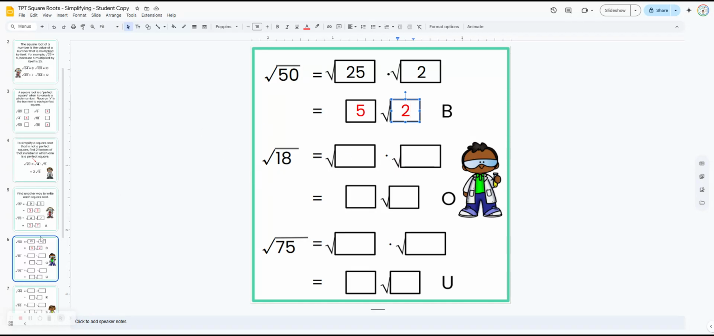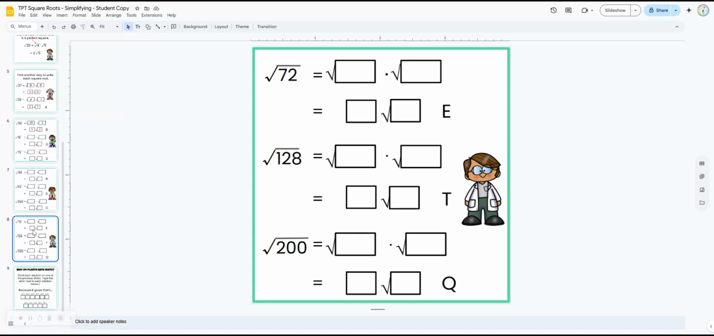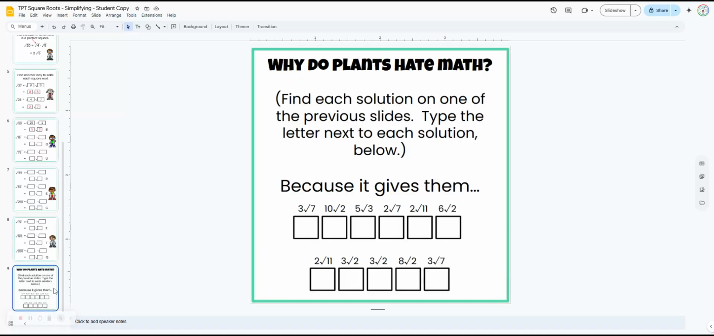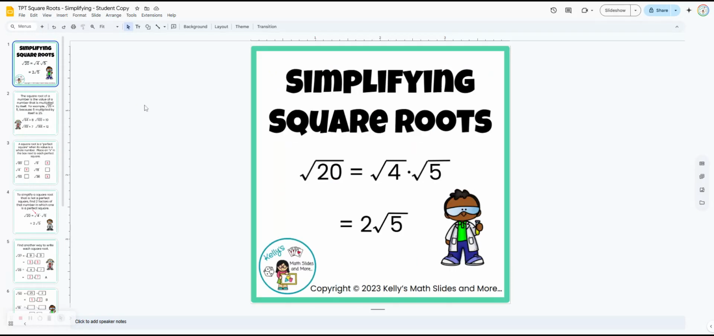So students are going to solve all of these the next few slides. Good practice for them. And then when they get down to that final slide, they're going to be looking for these solutions on the previous slides. Once they find them, they're going to just type in the letter that's next to the answer. And if they do that correctly, if they've done all of these correctly, they will solve the riddle, why do plants hate math? So this is a digital lesson, simplifying square roots.